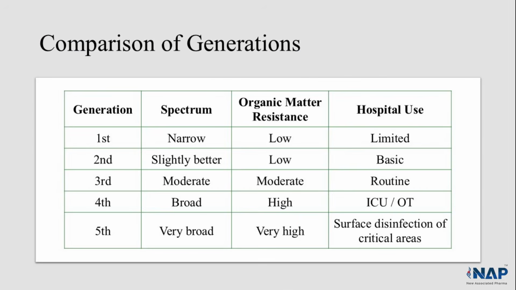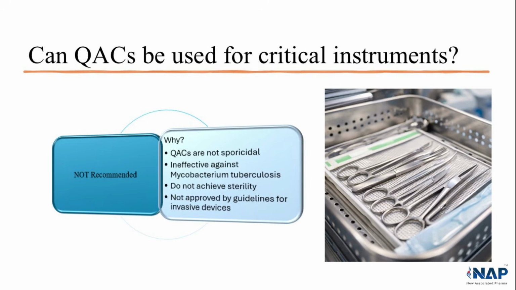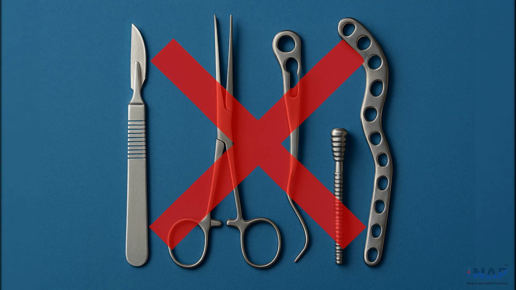Comparing the generations of quats reveals differences in antimicrobial spectrum and resistance to organic matter. The fifth generation stands out for its very broad spectrum and high resistance, making it suitable for critical hospital areas. But remember, quats are not suitable for critical instruments. They are not sporicidal, do not sterilize, are ineffective against Mycobacterium tuberculosis, and are not approved for invasive medical devices.